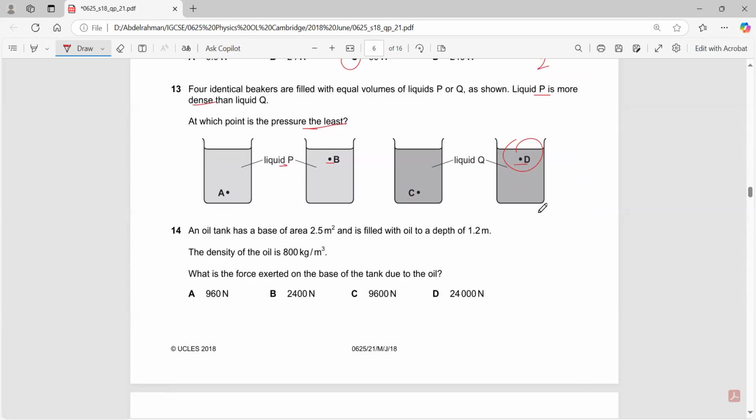An oil tank has a base area of 2.5 meters and is filled with oil to a depth of 1.2 meters. The density is 800. What is the force exerted on the base of the tank due to the oil?